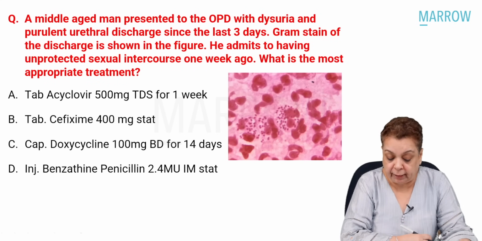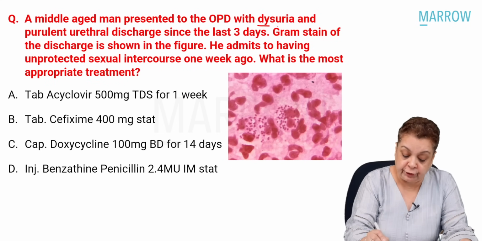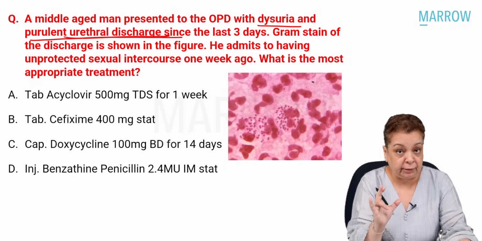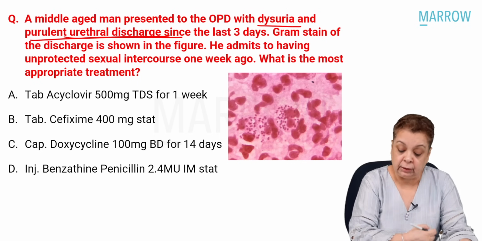A middle-aged man presented to the OPD with dysuria, purulent urethral discharge. This has been asked as an image-based question 2 years back.